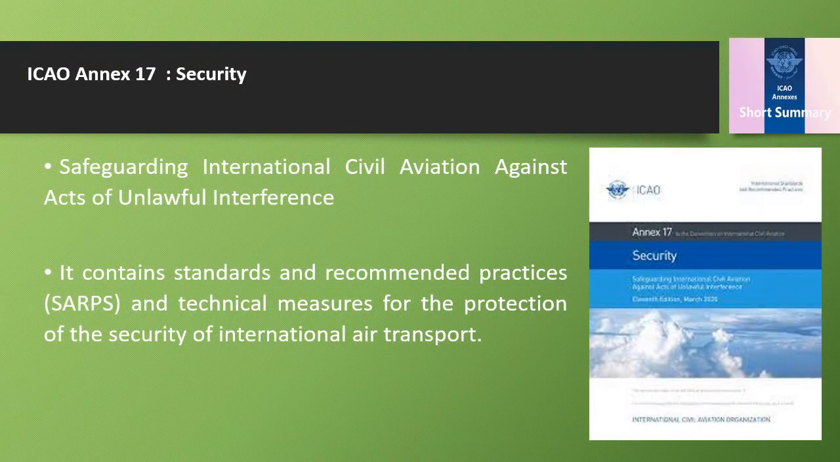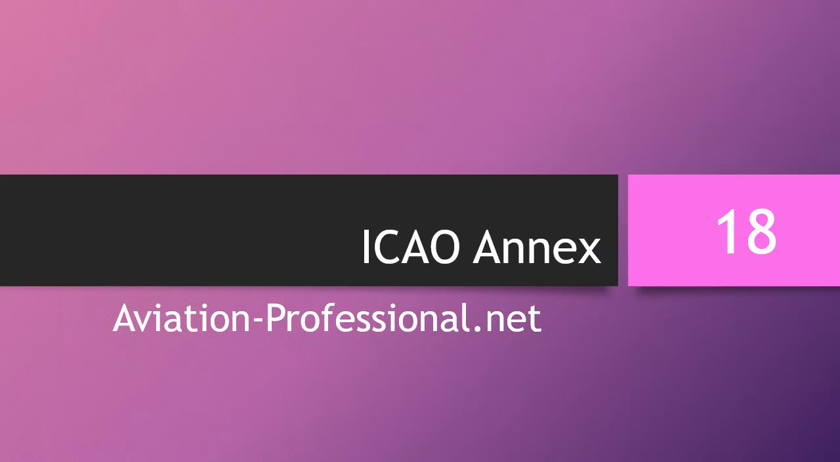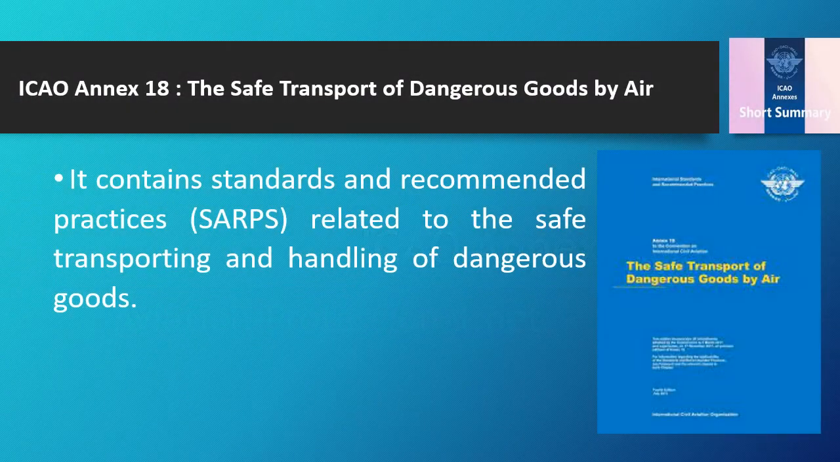ICAO Annex 17, Security: Safeguarding International Civil Aviation Against Acts of Unlawful Interference. It contains standards and recommended practices, SARPs, and technical measures for the protection of the security of international air transport. ICAO Annex 18, The Safe Transport of Dangerous Goods by Air. It contains standards and recommended practices, SARPs, related to the safe transporting and handling of dangerous goods.